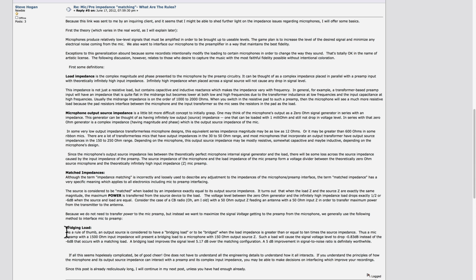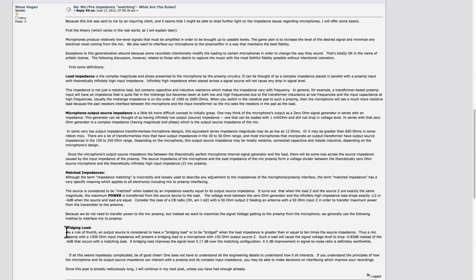If all this seems hopelessly complicated, be of good cheer. One does not have to understand all the engineering details to understand how it all interacts. If you understand the principles of how the microphone and its output source impedance can interact with a preamp and its complex input impedance, you may be able to make decisions on interfacing which improve your recordings. And so I'll stop right there.